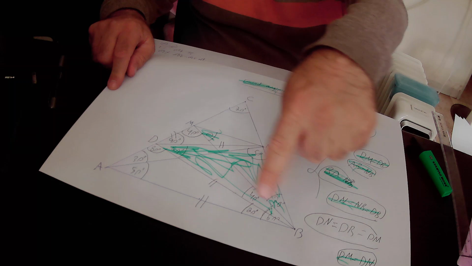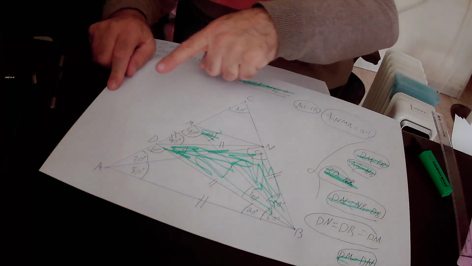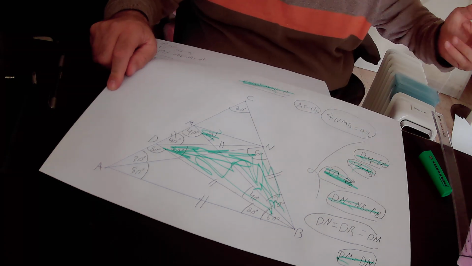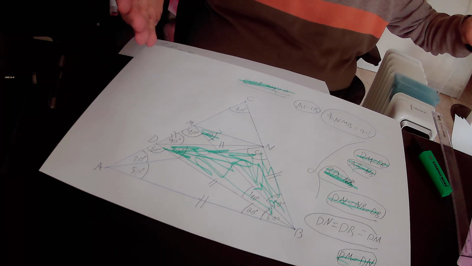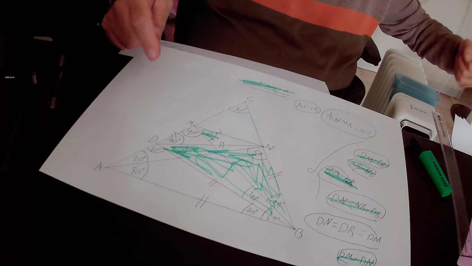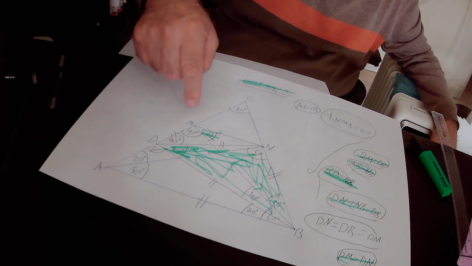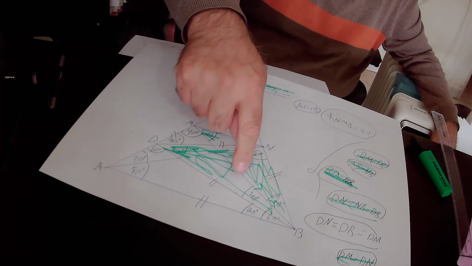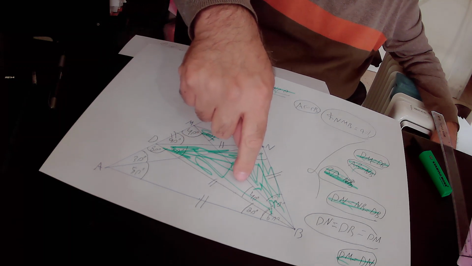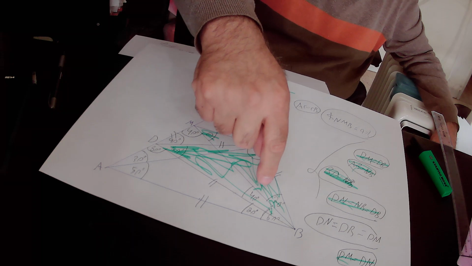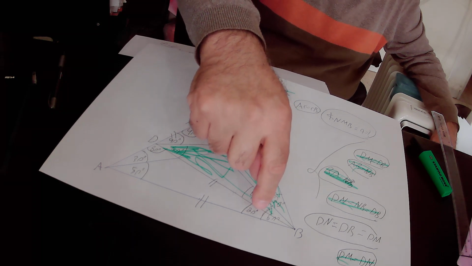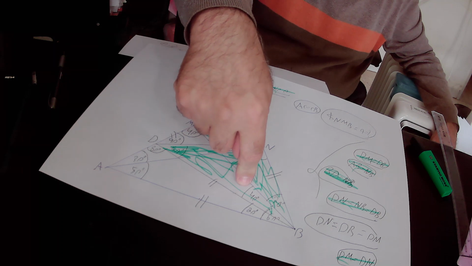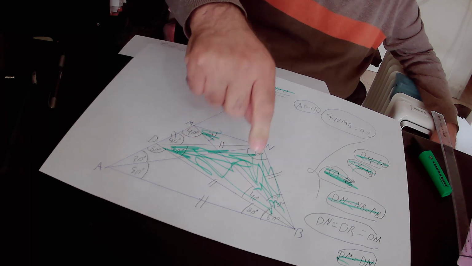Now we have the small angle ABD equals 20 degrees. The big angle ABM equals 60 degrees. It's very obvious that if we subtract the small angle ABD from the big angle ABM, it will give us the missing angle MBD.